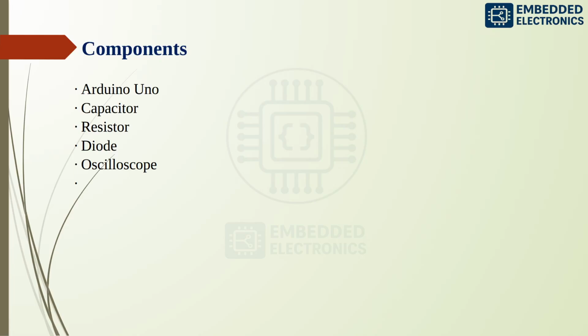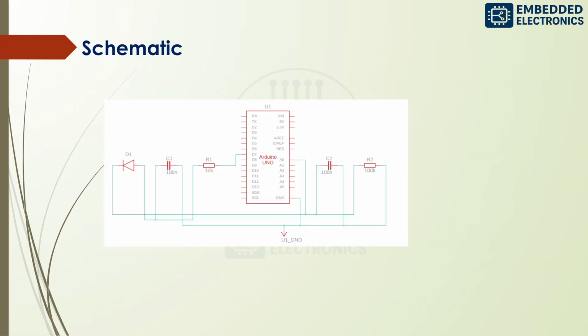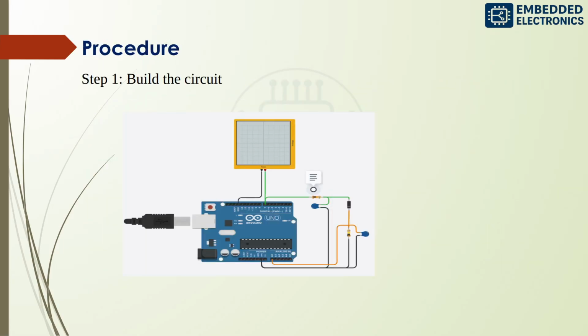And these are the required components: Arduino Uno, capacitor, resistor, diode and oscilloscope. The digital signal monitor operates on the principle of frequency swept signal reconstruction. Here you can see the schematic and circuit diagram.